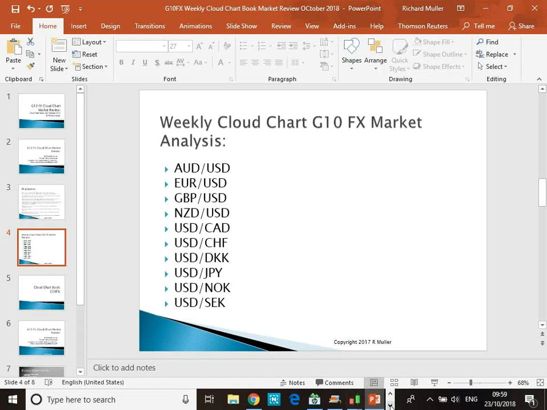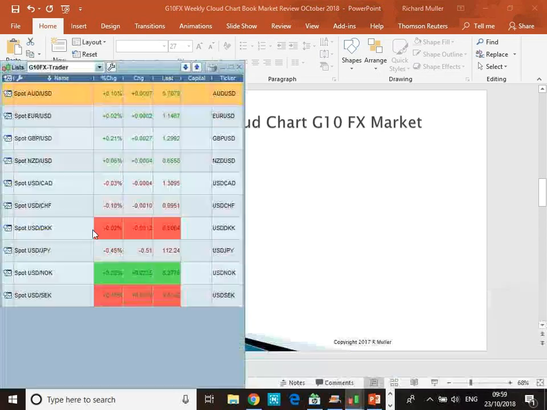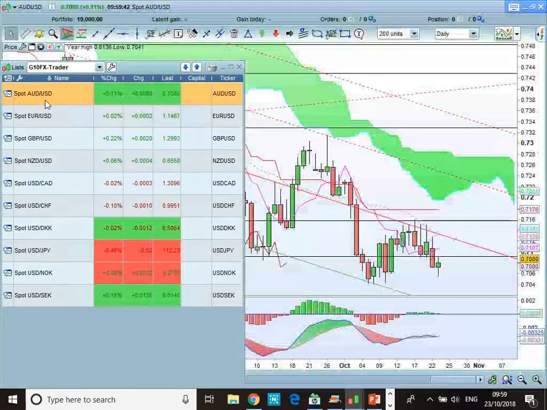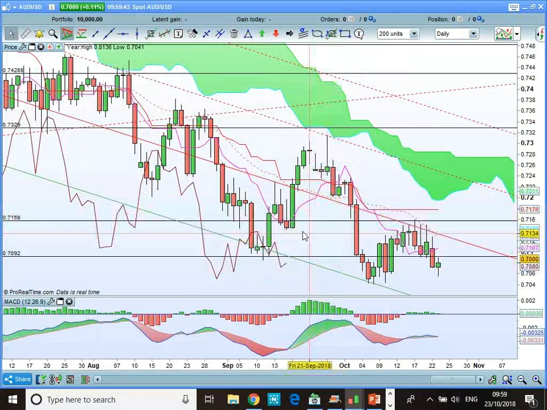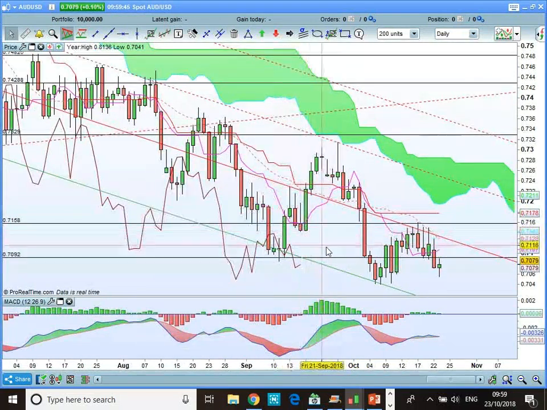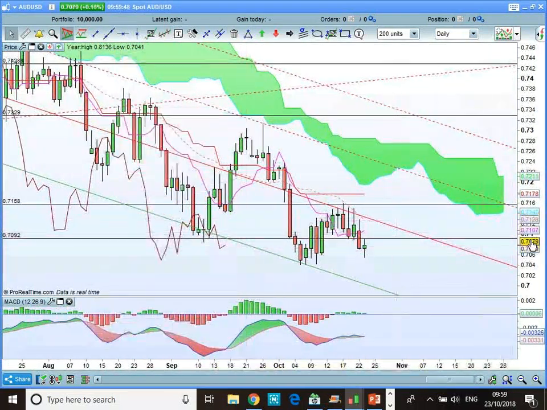Let's kick off. I open the ProRealTime platform, and we'll start with the Australian US dollar. Looking at the daily cloud chart here, the overall big picture is price action below the cloud, so we still have a downtrend in place.